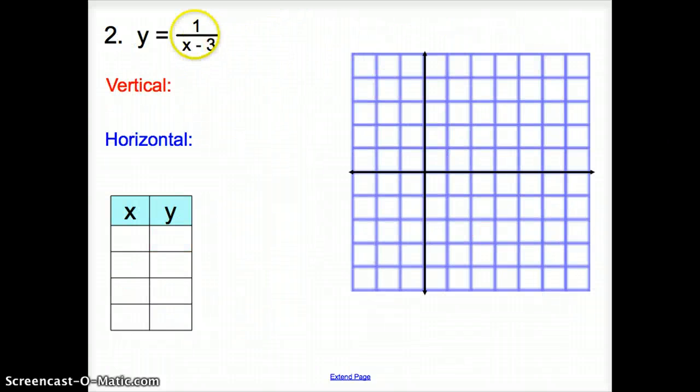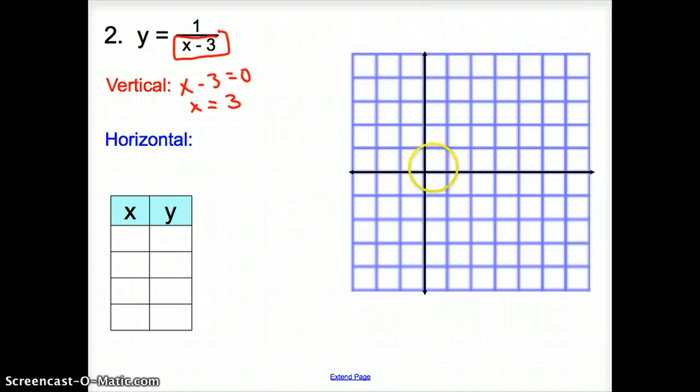Let's try the same thing here again. First things first, let's find our vertical asymptote. Vertical asymptote comes from what's on the bottom. Here we go, x minus 3 equals 0. Solving for x, we add the 3 over, so x equals 3. So we have a vertical asymptote at 3.